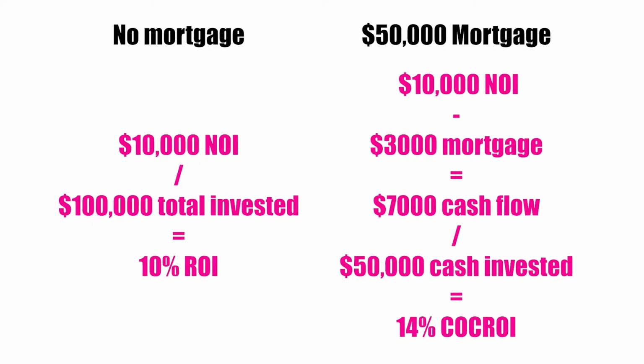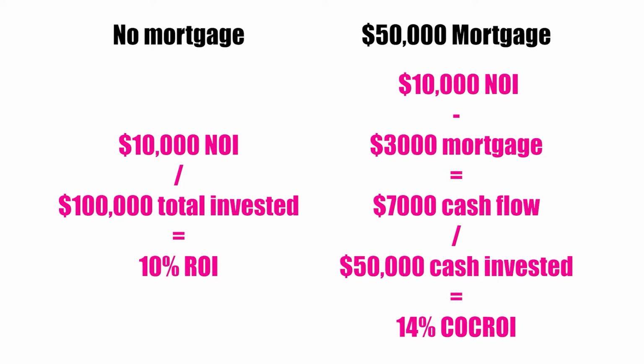Yup. Okay, I gotta get a little complicated here. On the next deal, I don't just use my own cash to buy the place. I use a loan for $50,000 and I use $50,000 of my own money. That $50,000 loan comes with mortgage payments and those mortgage payments are gonna be $3,000 a year. My net operating income is the same because mortgage payments are calculated after NOI, but my cash flow, that's after the mortgage payment, is $7,000 a year instead of $10,000 a year because 10,000 minus 3,000 is 7,000.